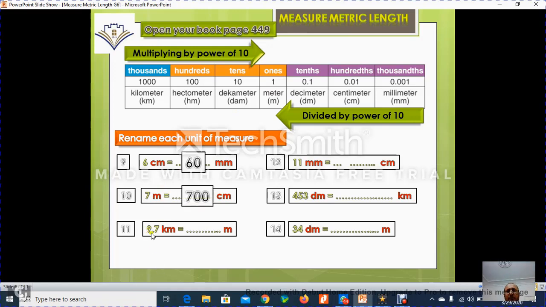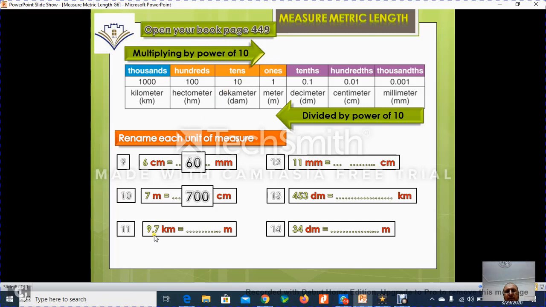Number 11. 9.7 kilometer to meter. From kilometer to meter. Count with me: 1, 2, 3. 10 multiply 10 multiply 10. How many 10s? 3, so the third power of 10. 10 multiply 10 multiply 10 equals 1000.